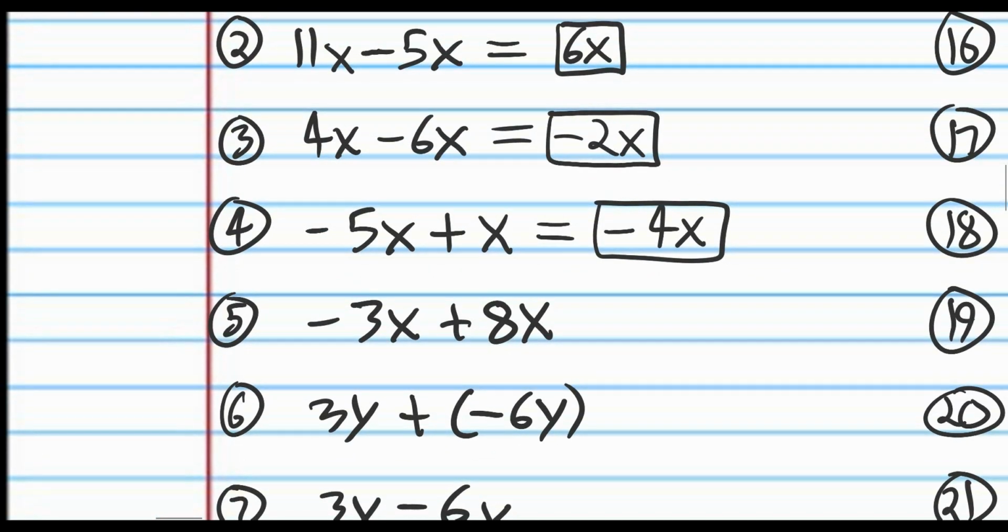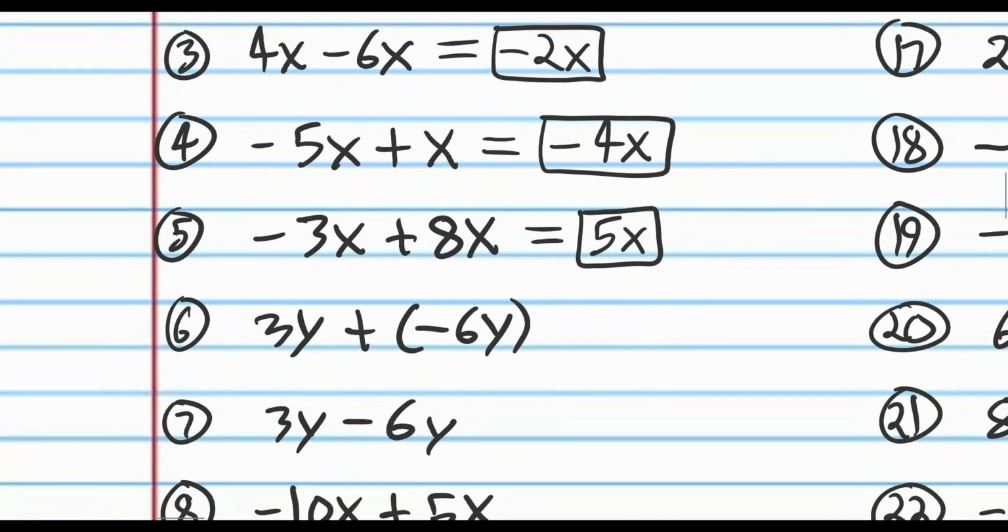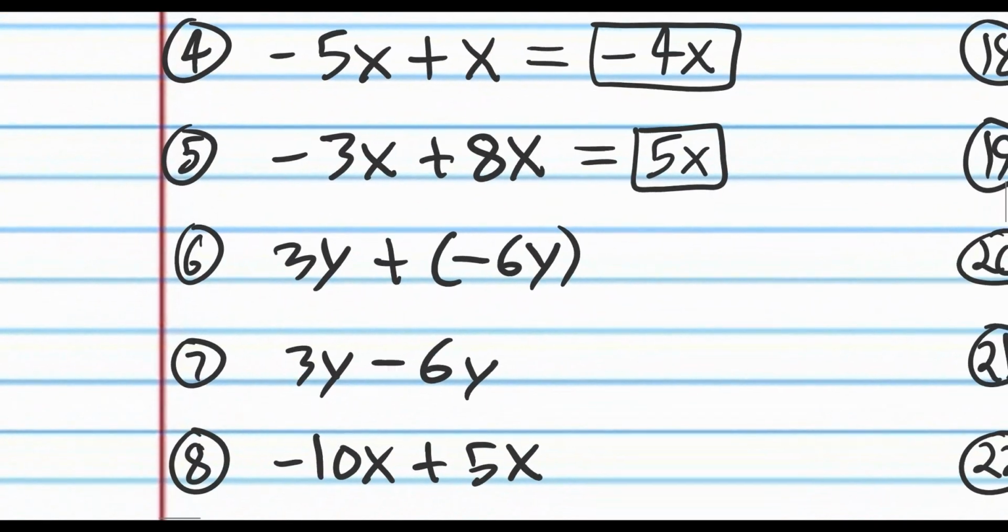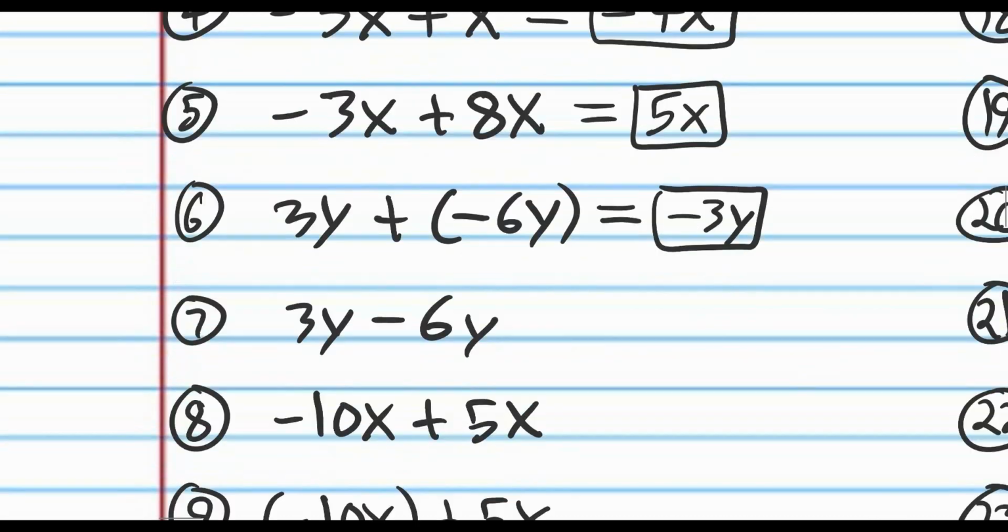All right, so how about number 5? See if you can do number 5. If you said 5x, you were correct. And if I'm going too fast, you can always pause the video and think about these problems more. But again, it's just the same thing we did in the last classes. How about number 6? 3y plus negative 6y. If you said negative 3y, you were correct.